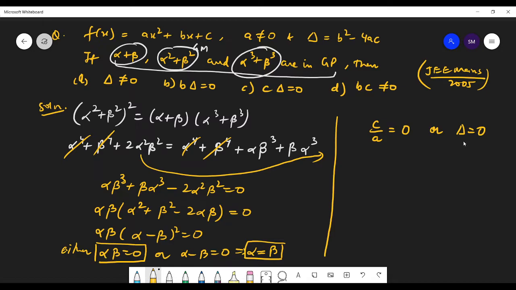Yes. If you have equal roots, students, this is the condition of equal roots. Do you remember or not? Yes, sir. Good, good, good. So it means what? Both are equal to 0. It means c a is equal to discriminant.